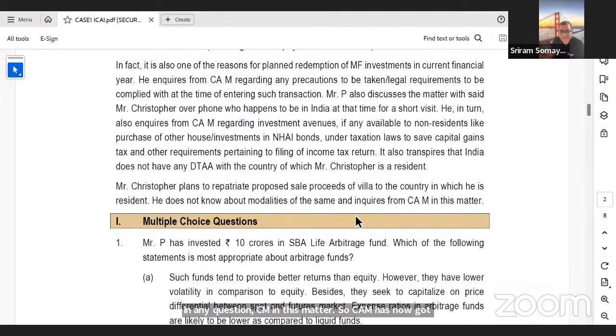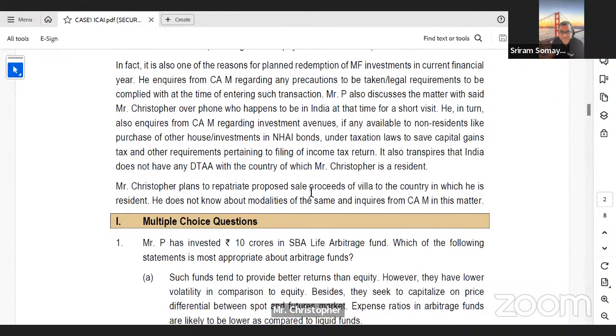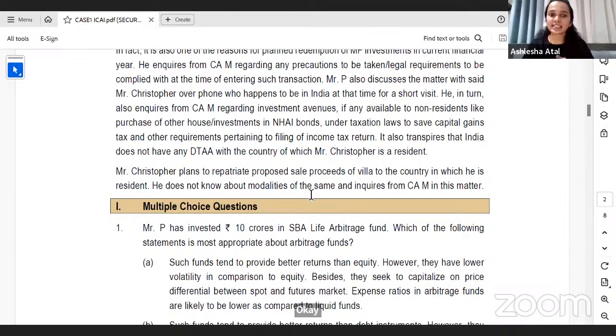P, and client's vendor, villa seller, Mr. Christopher. Okay, so both the things he's asking. So Ashleisha, please. Yes, so when you read the last line, it talks about repatriation of sale proceeds. So as soon as you look at this, something should come into your mind, that is Mr. Christopher is a non-resident and he wants to repatriate funds. Will the liberalized remittance scheme be applicable here or not?